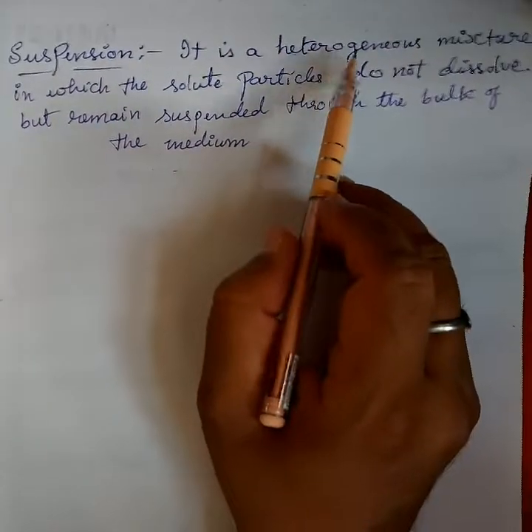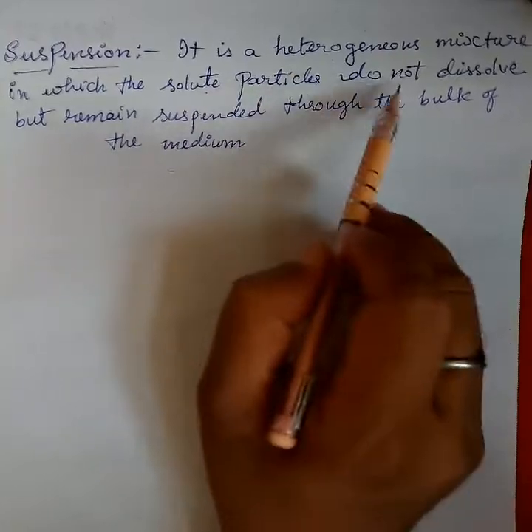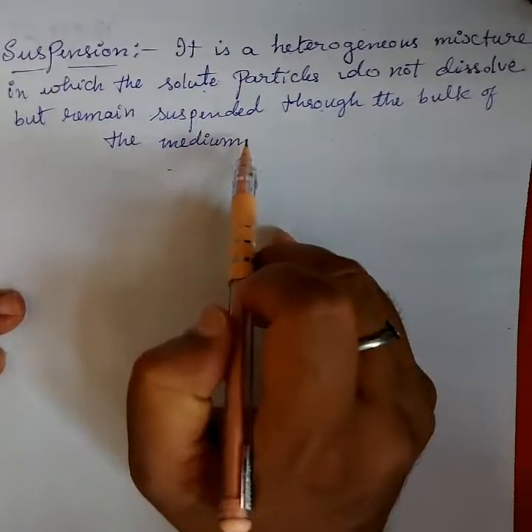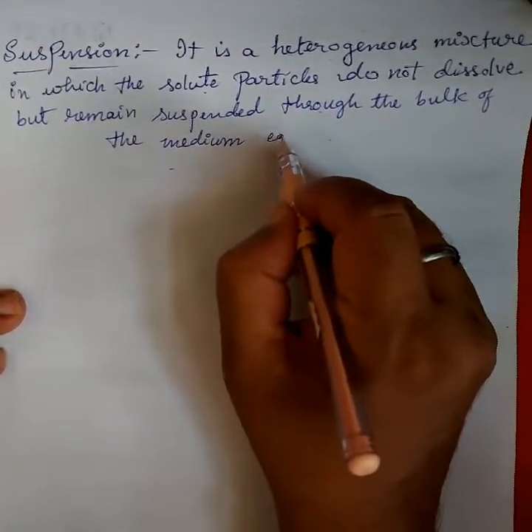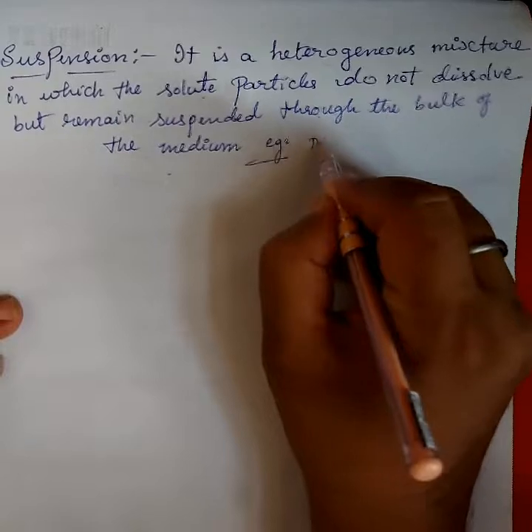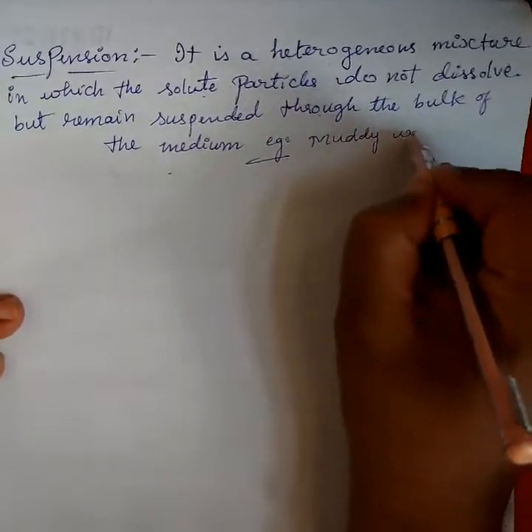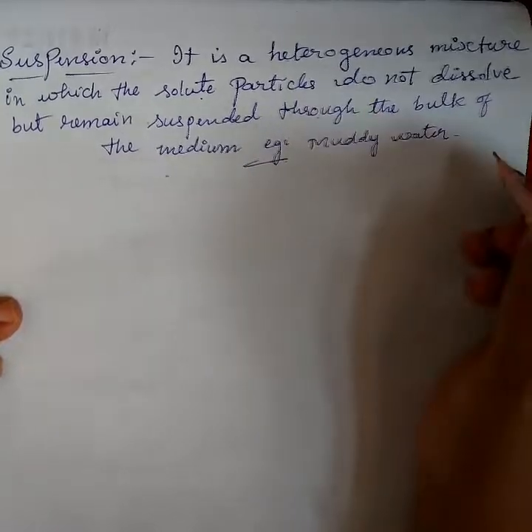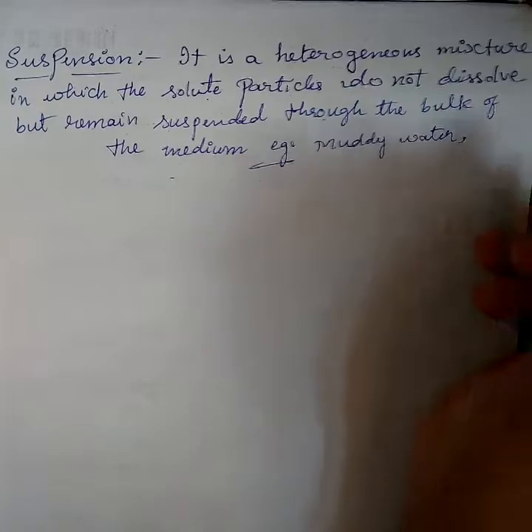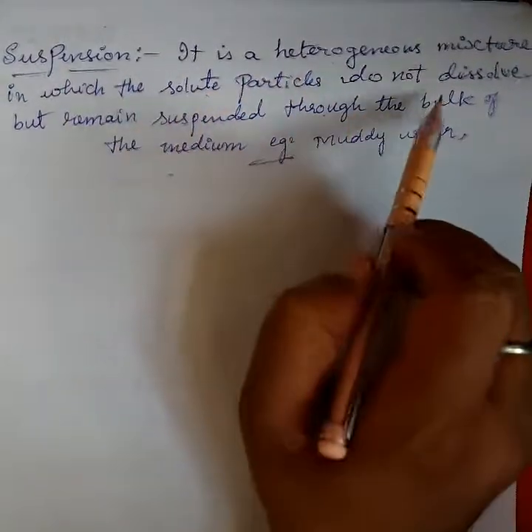It is a heterogeneous mixture in which the solute particles do not dissolve but remain suspended throughout the bulk of the medium. For example, muddy water, and chalk powder mixed in water. These are examples of suspension.